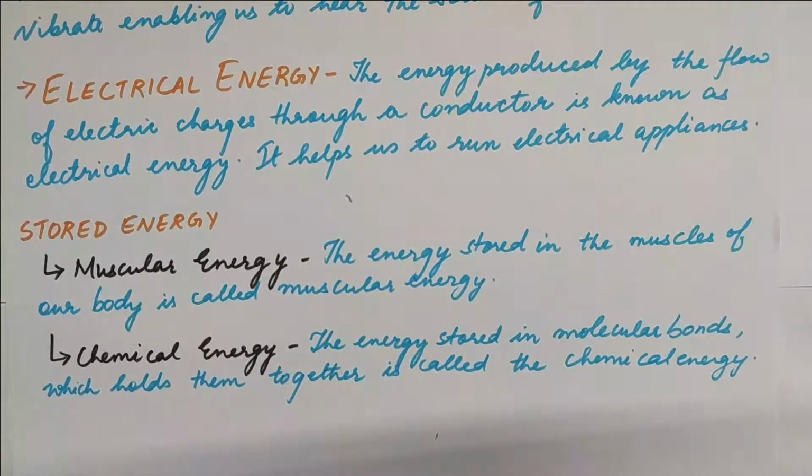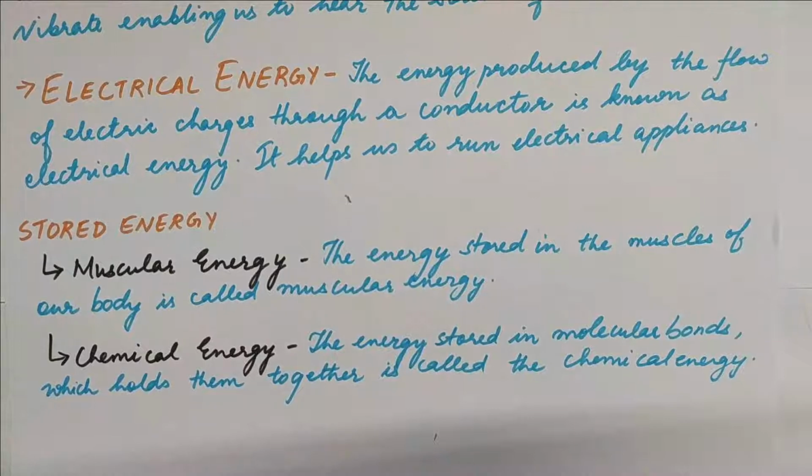Like most of us use our hands and legs for various activities. We are able to walk because of the energy in our muscles. We are able to run. We are able to ride also because of the muscle contraction and relaxation which happens. So the energy stored in our muscles is called the muscular energy, and this energy is utilized for the various activities that we do.